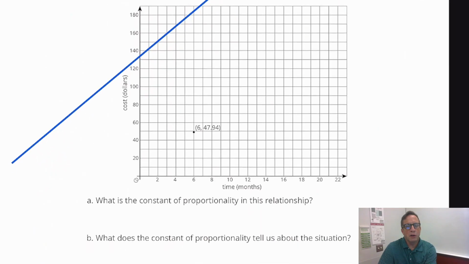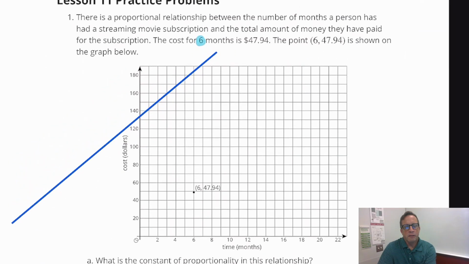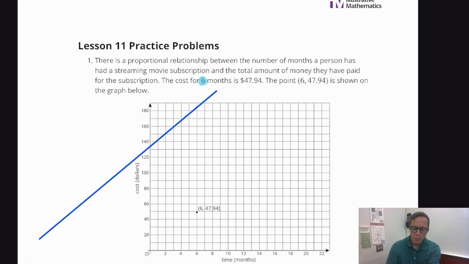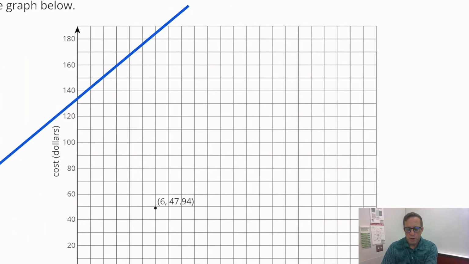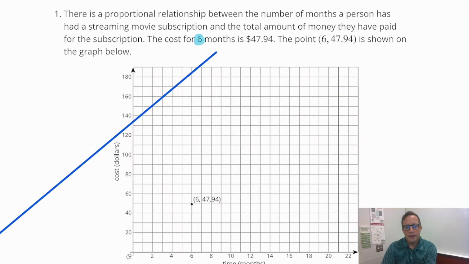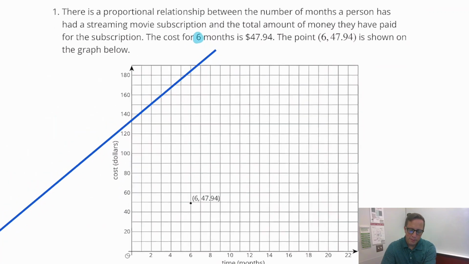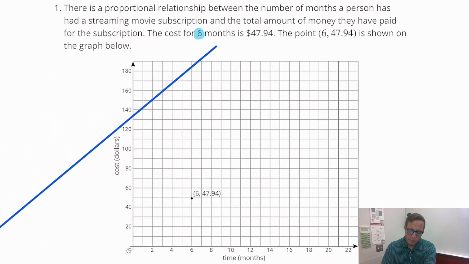So on to the questions. What is the constant of proportionality? If we want to find the constant of proportionality, we want to know what the y divided by the x is. In this case, our c is going to be our y, so we're going to use c for that, and our t will be time in months. So to figure out the constant of proportionality, we're going to do c divided by t.